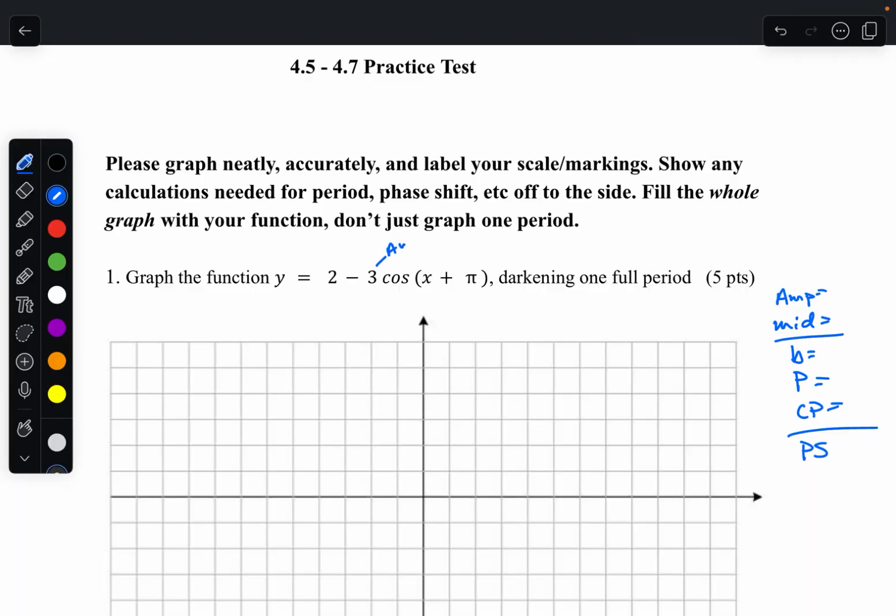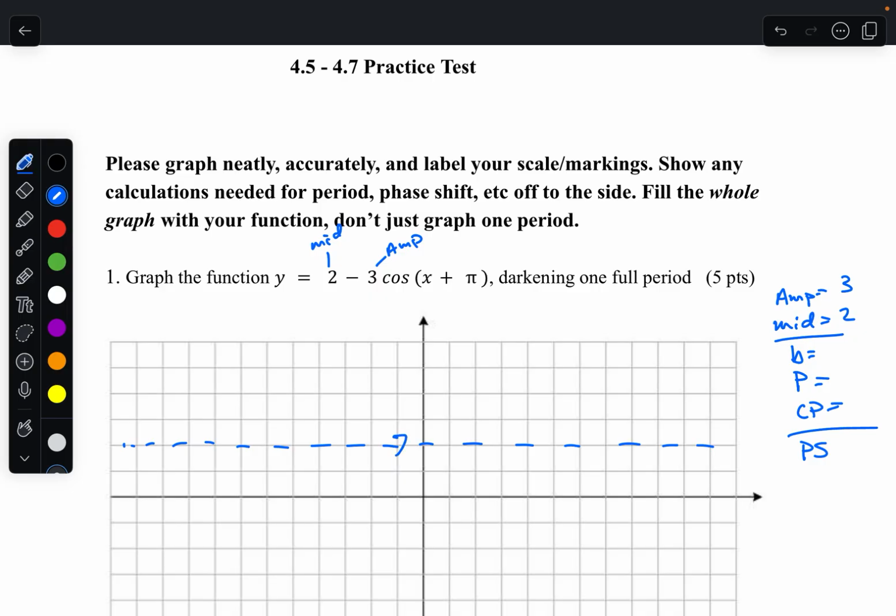Okay, so I'm going to go through the practice test, how I would do the problem. So I would write amplitude, midline, B, P, CP off to the side, PS for the phase shift. And then we'll start. So we're going to do a cosine curve. So the amplitude is right here. So that's 3. The midline is right here. So that's 2. So I can go ahead and put those on.